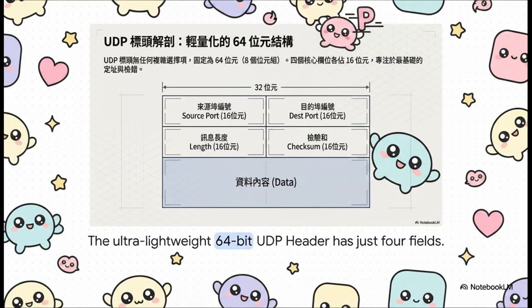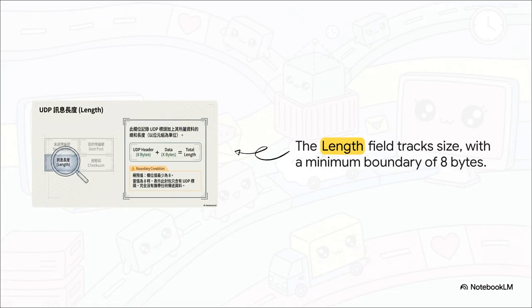It only bothers to carry 4 core pieces of 16-bit info: the source port, the destination port, a length value, and a checksum. That's the whole shebang. Then it gets straight to the payload data. Pay special attention to that length field, though. It records the total size of the UDP header plus the data.